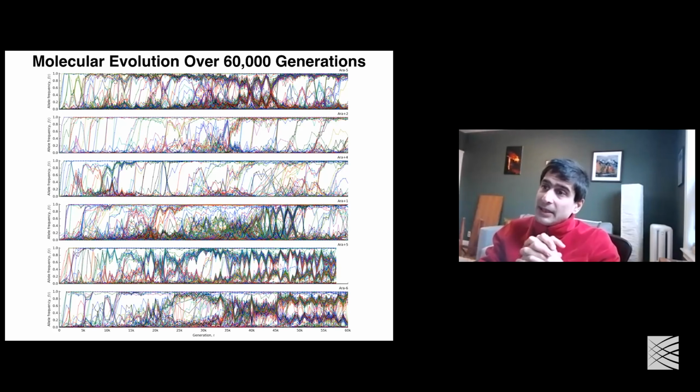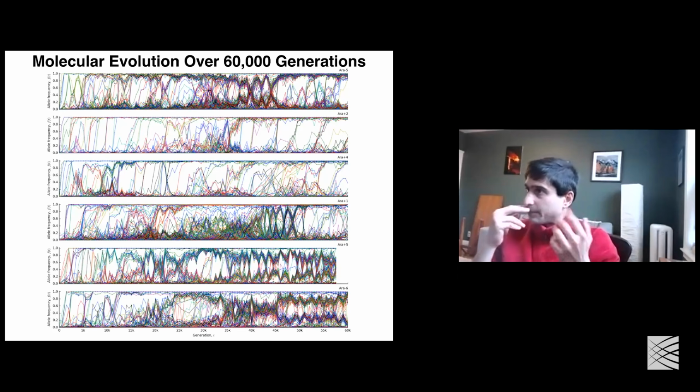But for now, the thing you can see, at least at first order, is that there is a lot of stuff happening. There appears to be quite a bit of differences between the replicate populations. They're not all doing the same thing, at least at the genetic level.